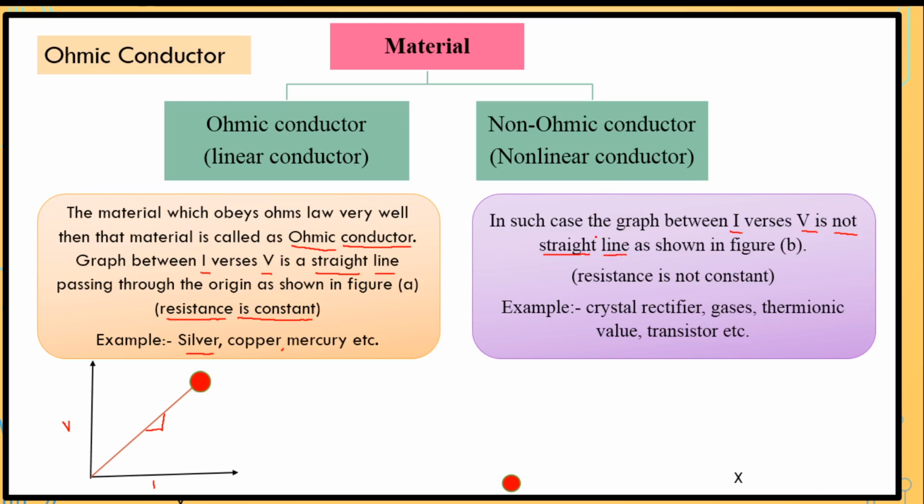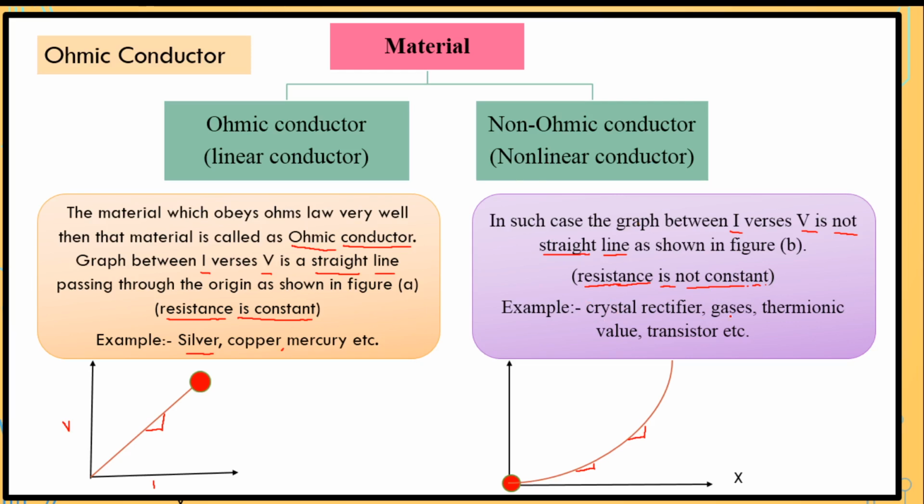We can say, as shown in figure B, that we will get a curved graph. Suppose we calculate the slope here, we will get one value. Suppose we calculate it here, we will get a different value. So at different points we get different values of slope. So resistance is not constant, because the reciprocal of the slope is the resistance, and the resistance is different at different points. So we get a curved graph, not a straight line. That's why it is called a non-linear conductor.